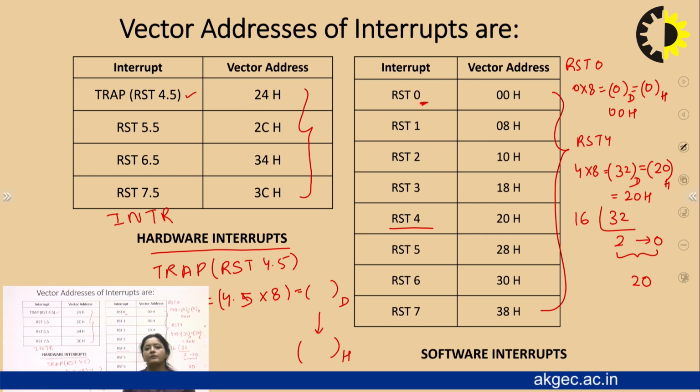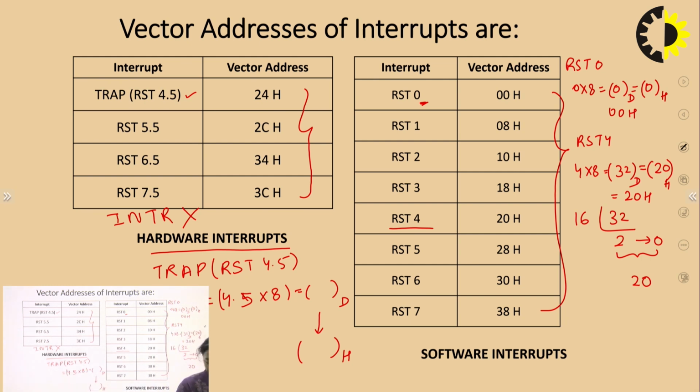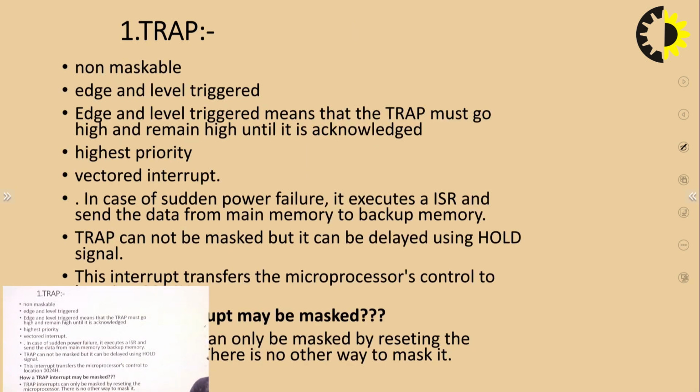So from here we learn that those interrupts which have a specific starting address or a vectored address where the program control will be shifted once an interrupt is executed are called vectored. All interrupts are vectored interrupts except INTR. INTR is not a vectored interrupt because it does not have any specific physical address.